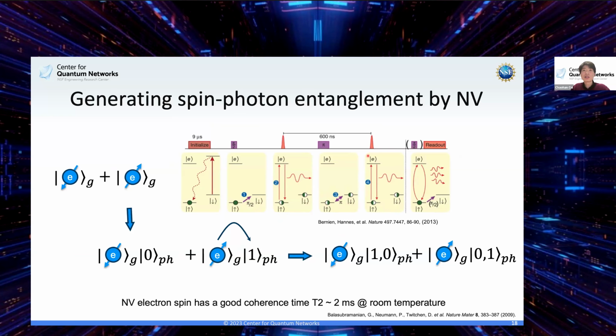And then I do a second round of excitation and emission operation. Then you can generate another photon. So in total, you're generating one photon that is either in the early time bin or the late time bin. We call this a dual rail photon, and it's now entangled with your original initial state of your spin. Now, if you have an intersystem crossing and you lose your photon somewhere, you fail this process.